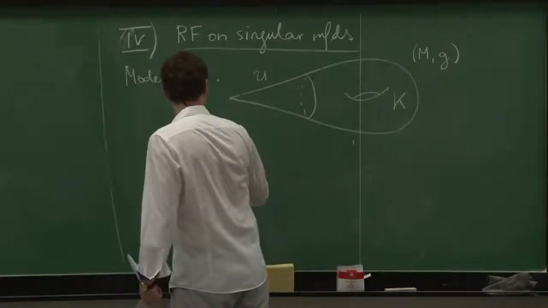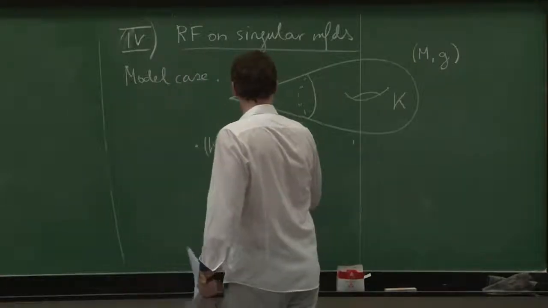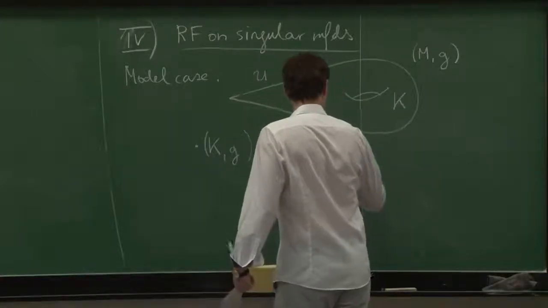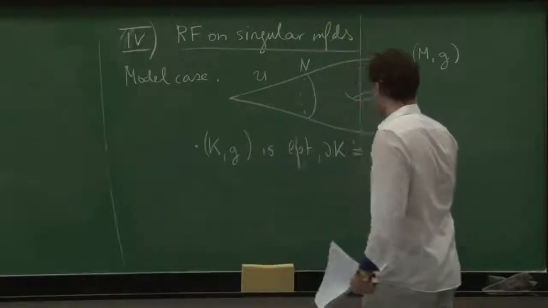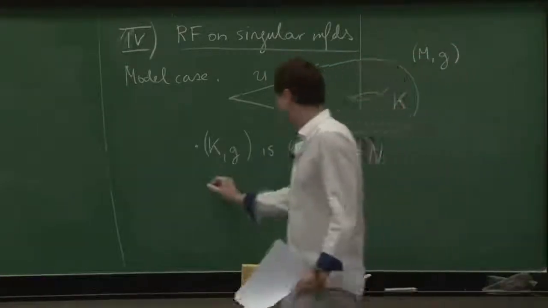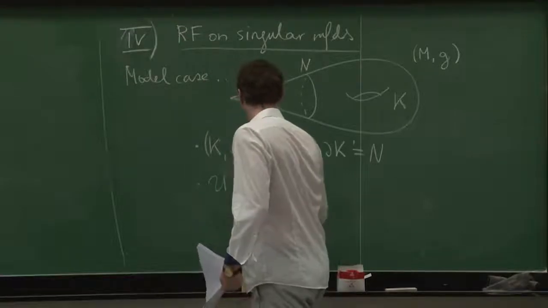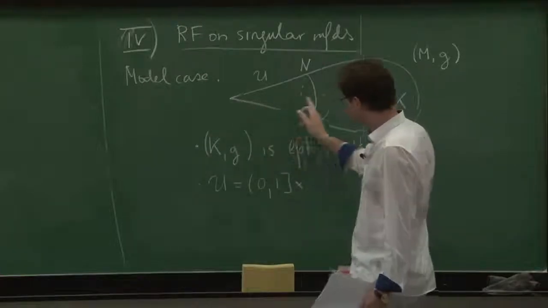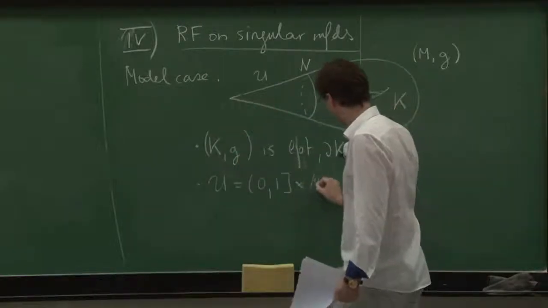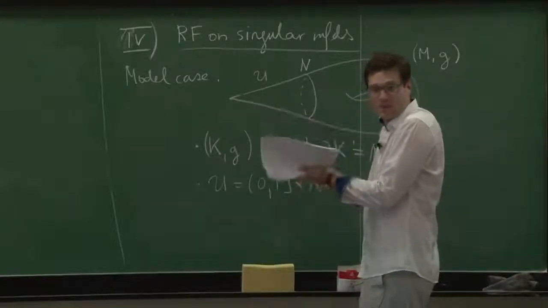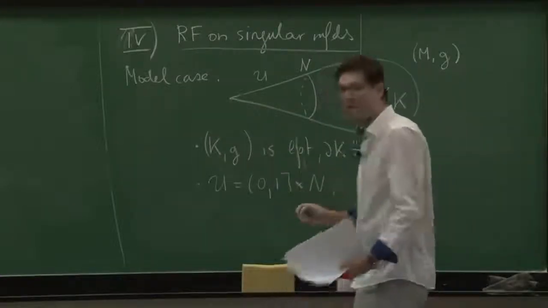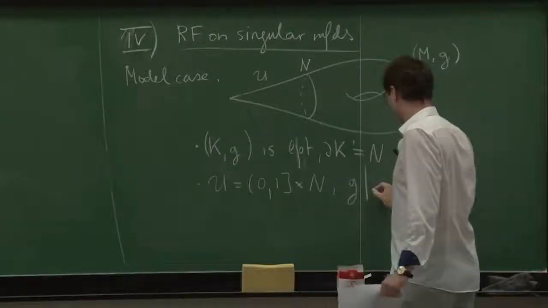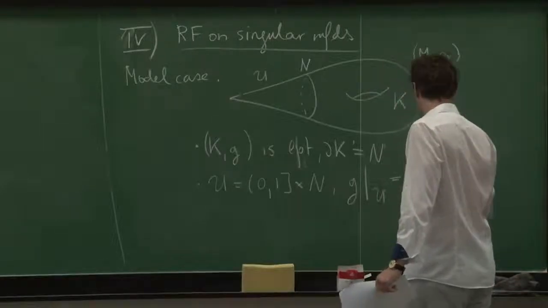Now, K, g is compact with boundary being given by a smooth manifold N. And U is basically an open cylinder, open at the singularity. Here we have the radial function between 0 and 1, cross N. So it's topologically a cylinder, but the singularity is in the metric. Why is it a singularity? Because I want g restricted to U to be of that form.